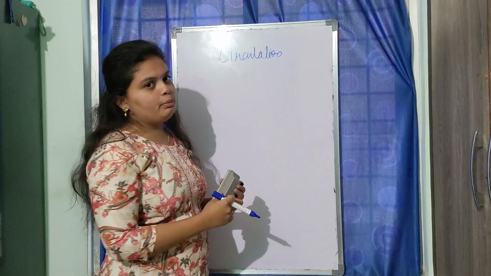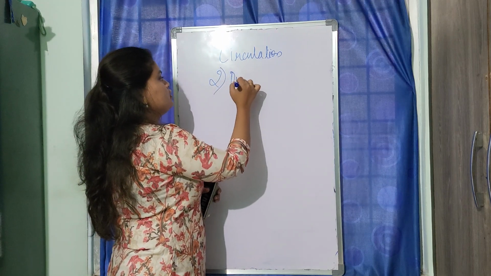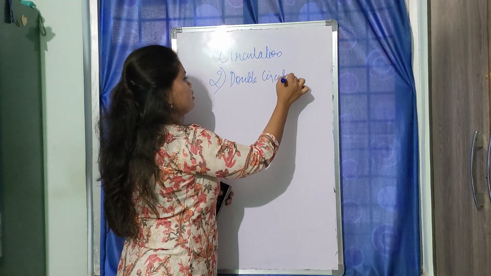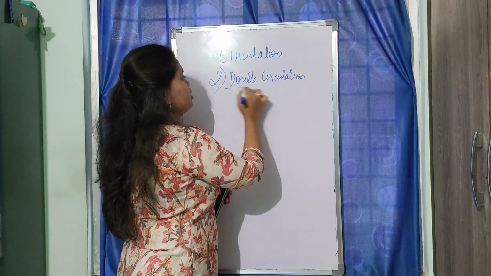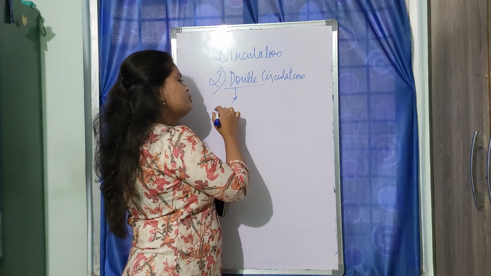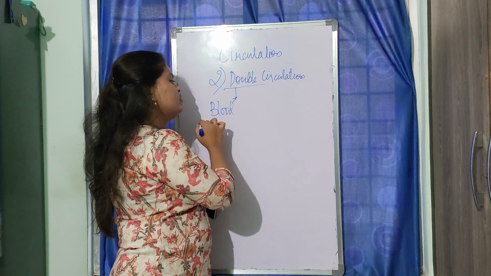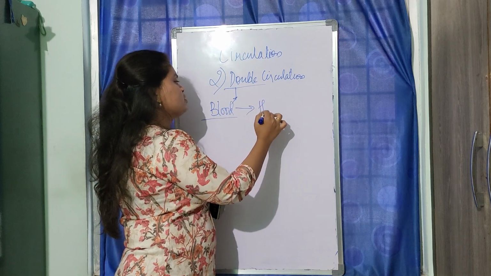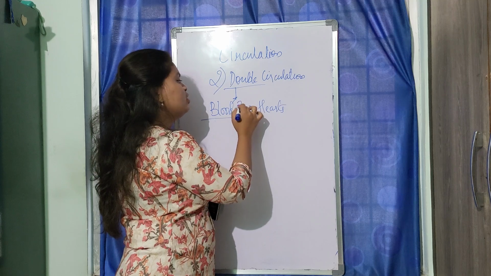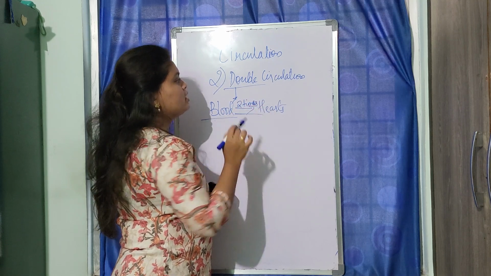Next is the double circulation. Here, why is it called double circulation? It is called so because the heart is being visited by blood 2 times. Blood visits the heart 2 times. That's why it is called double circulation.